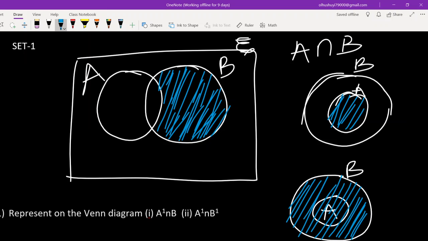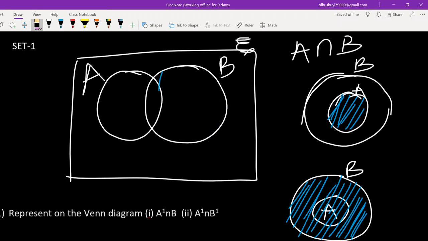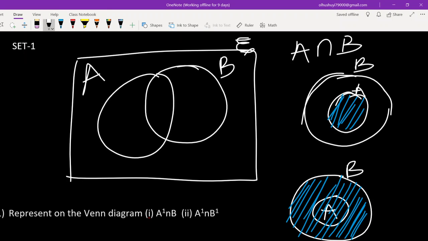But if you talk about A intersection B here, let me wipe this. So you have this to be A intersection B. That will be this region. That's A, having it be intersecting B.